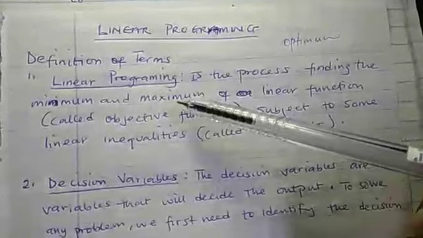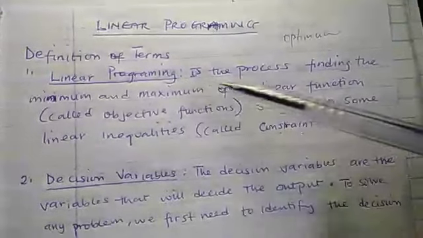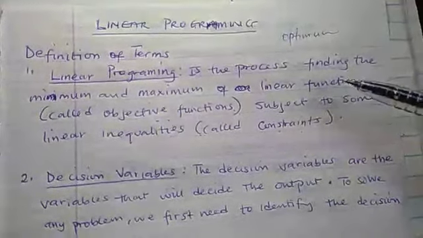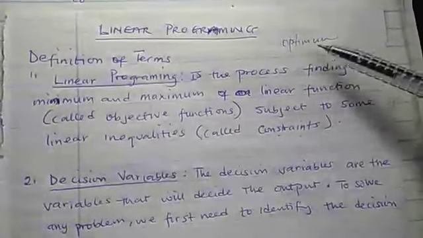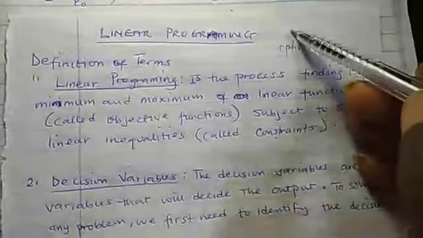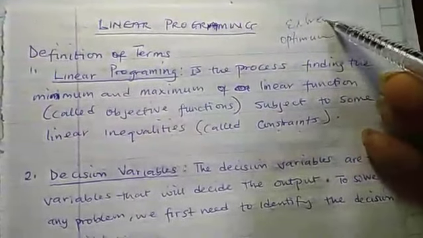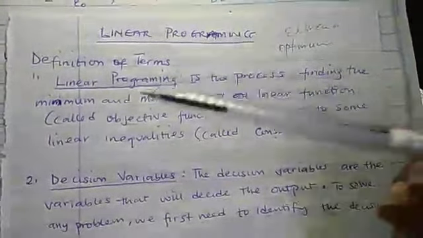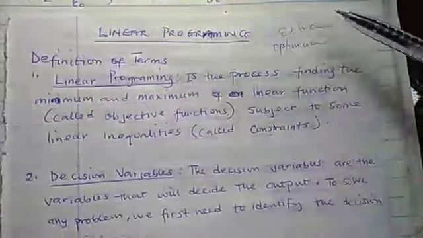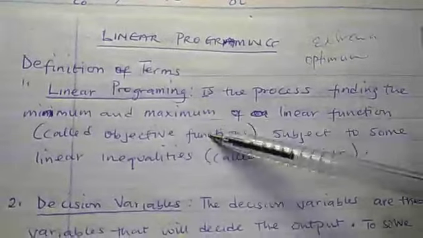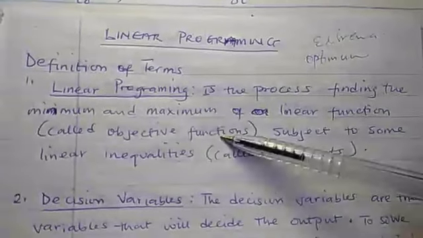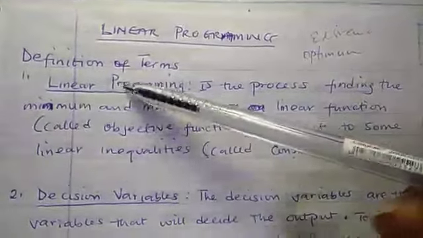So linear programming is a mathematical tool. It is one of the mathematical tools for finding the minimum and maximum, that is the optimum, or we can say the extrema. It is one of the tools in mathematics that we use to find the minimum and maximum of a function. But here we are dealing with linear.